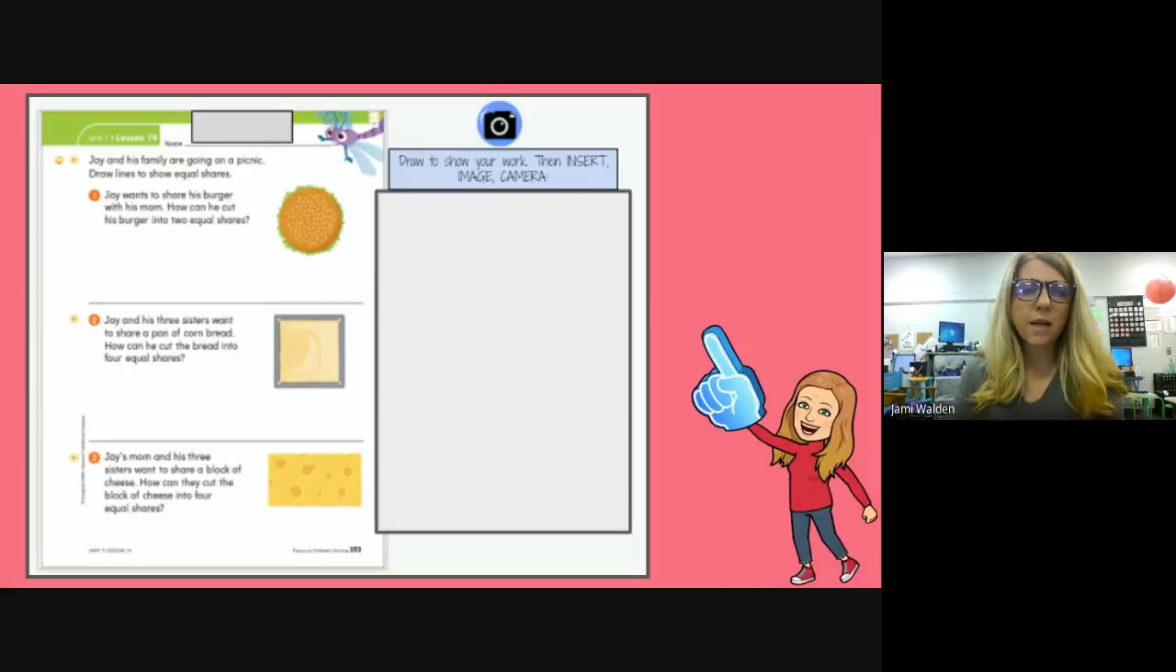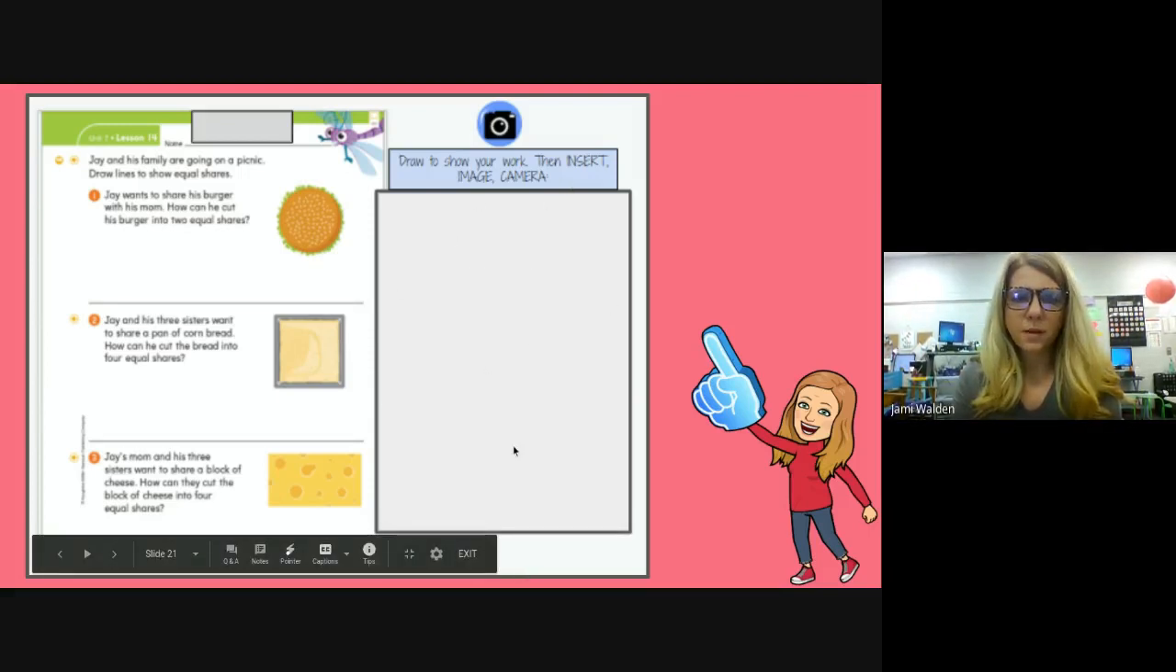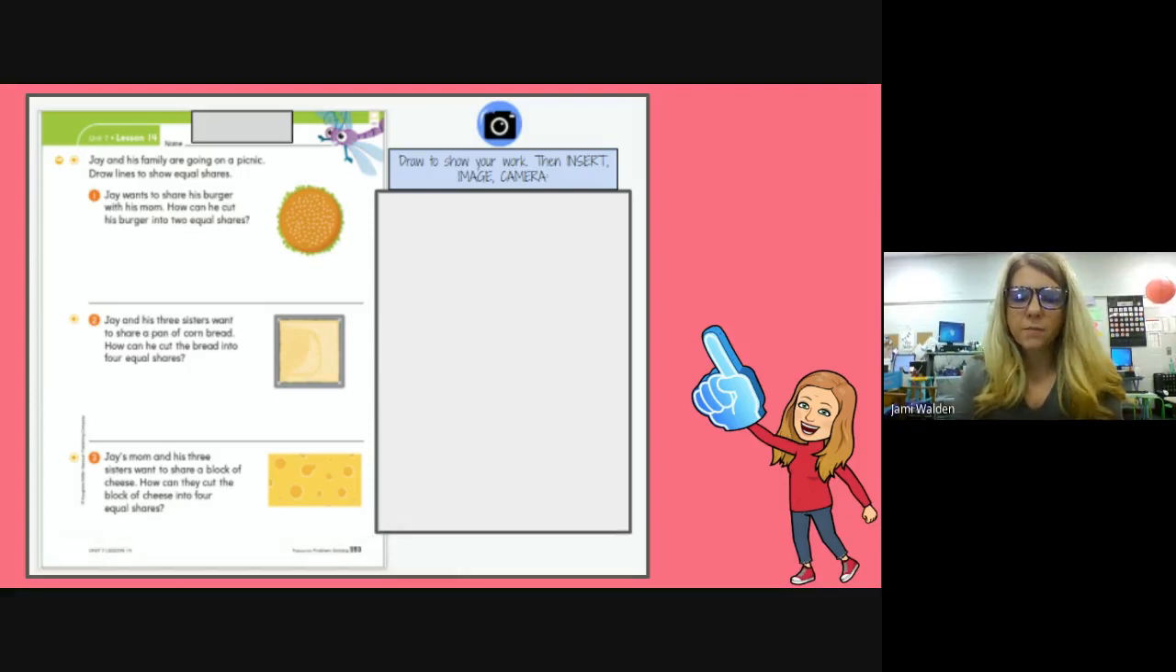So your assignment today is going to be very similar to the practice we did together. You have 3 items that are at a picnic, and you are going to divide them like the word problem asks. You can either use your paper from your textbook if you pick that up from school, or you can draw it on your own paper and go to Insert, Image, and put a picture of it here, okay, and send it to your teacher.